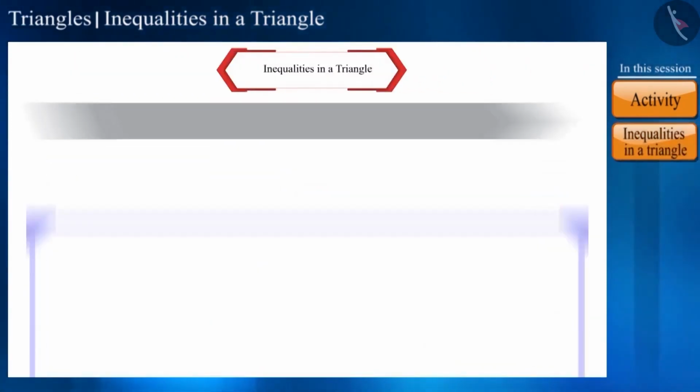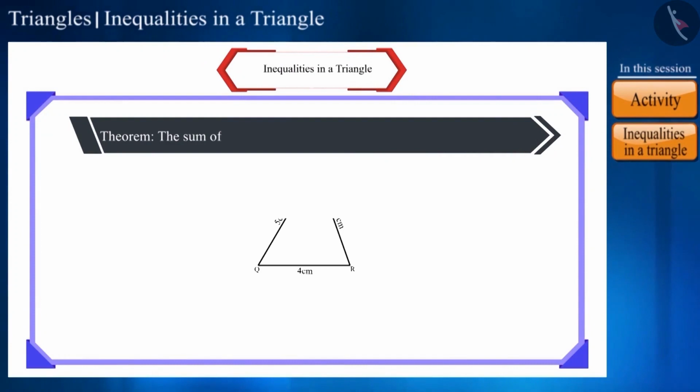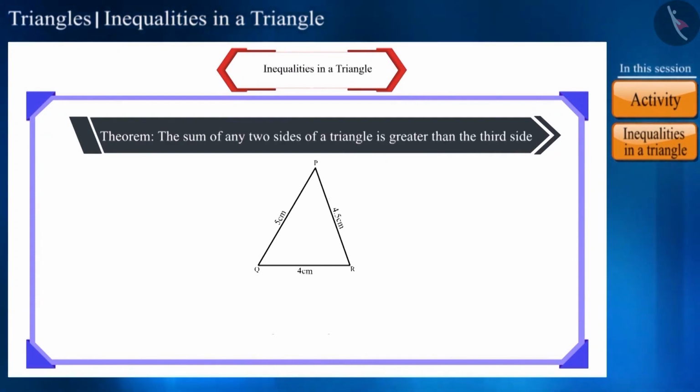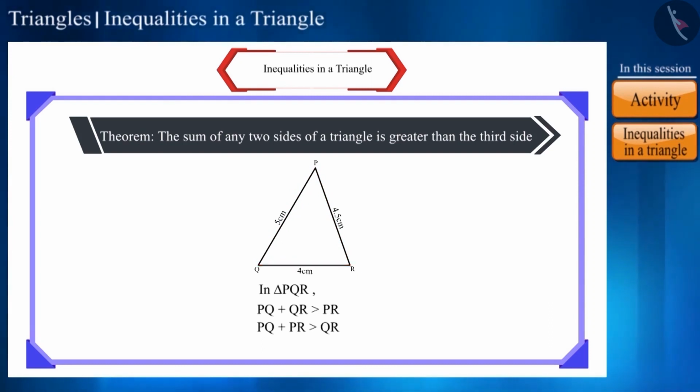And this is the theorem which says that the sum of any two sides of a triangle is greater than the third side. Therefore, we can say for triangle PQR that the sum of sides PQ and QR is greater than side PR. The sum of sides PQ and PR is greater than side QR. And the sum of sides QR and PR is greater than side PQ.